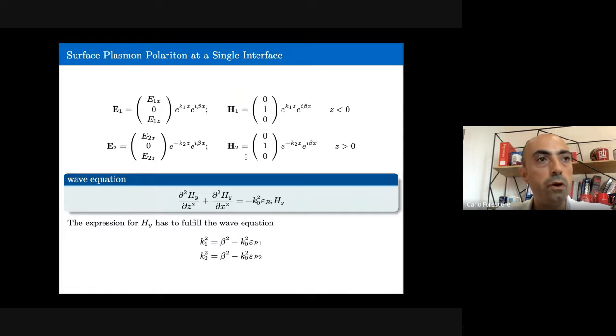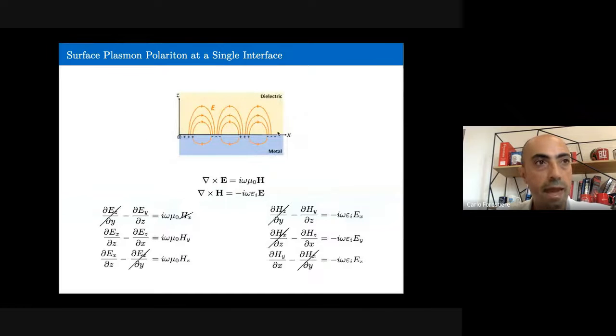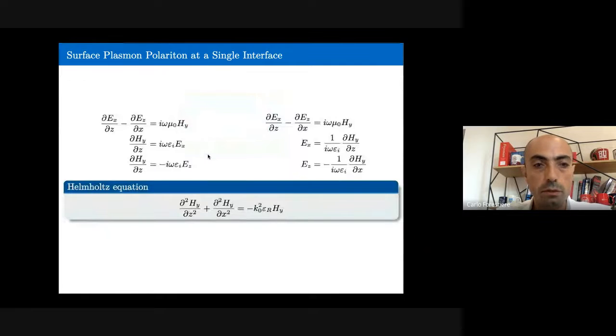As I stated before, this is a TM solution. So the magnetic field is only transverse with respect to the direction of propagation, which in this case is assumed to be x. X is the direction along which the surface plasmon polariton will propagate, and we are assuming that the magnetic field is only confined in the transverse direction with respect to it, so the YZ plane.